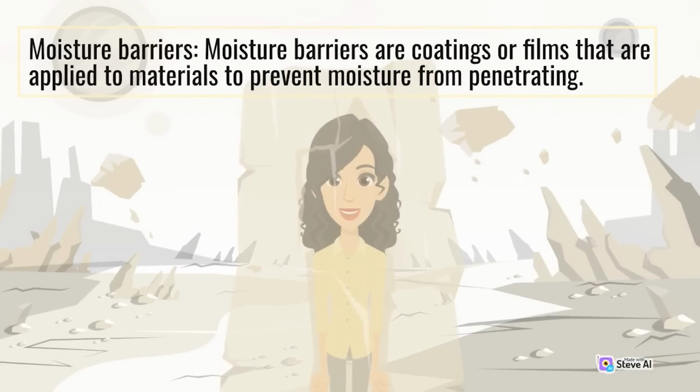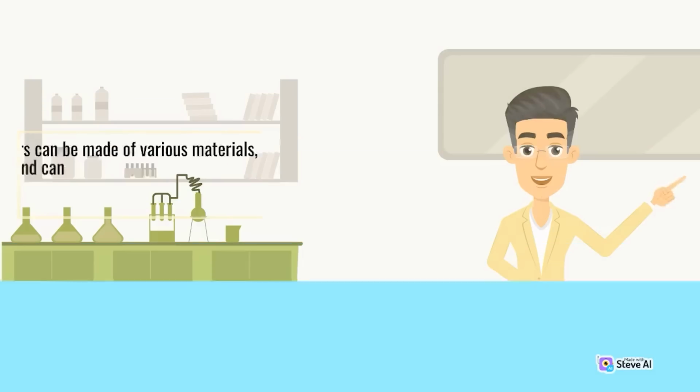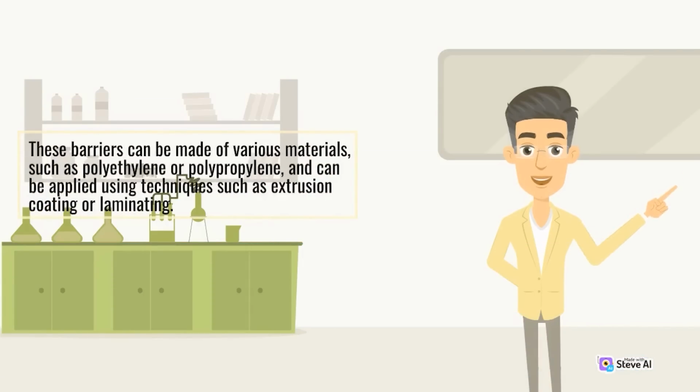Moisture barriers. Moisture barriers are coatings or films that are applied to materials to prevent moisture from penetrating. These barriers can be made of various materials, such as polyethylene or polypropylene, and can be applied using techniques such as extrusion coating or laminating.